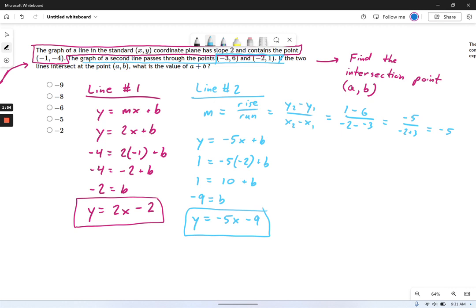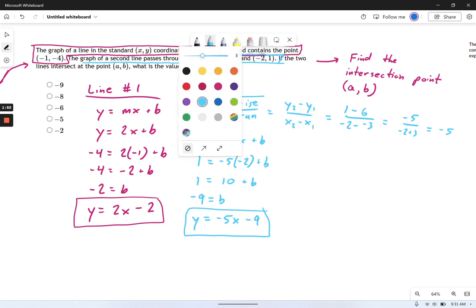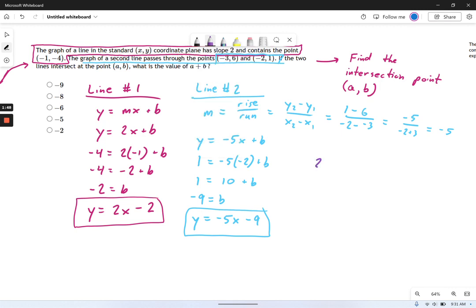Well, we know they intercept. So now I'm going to have to, let's change colors again, set them equal to each other. So they're going to intercept at a place where their y values are equal. So I'm going to say 2x minus 2 equals -5x minus 9. Okay. Well, now we just do a little adding of x to each side, a little adding of the 2 to each side. So I get 7x equals -7, and that means x equals -1 at the intercept point.